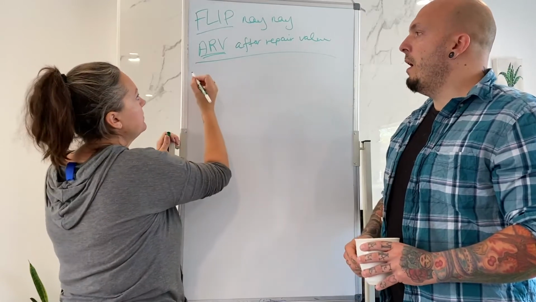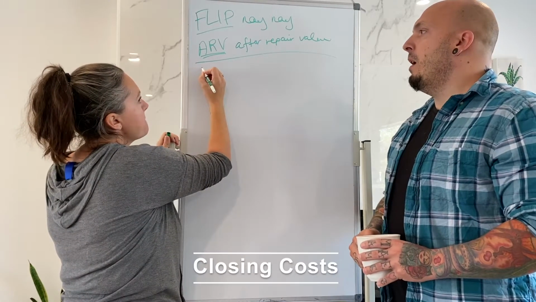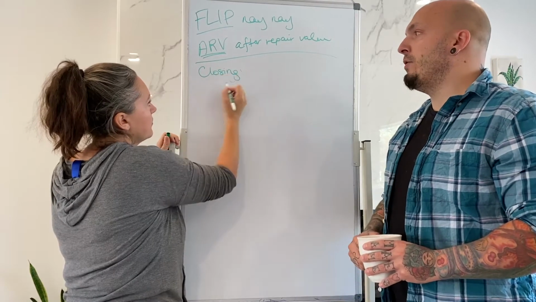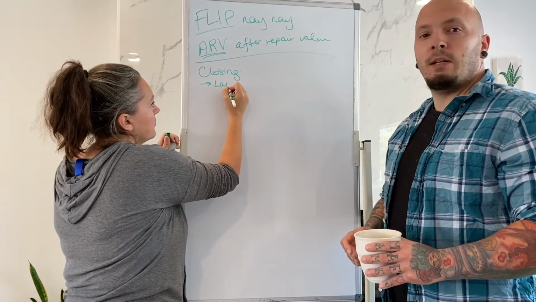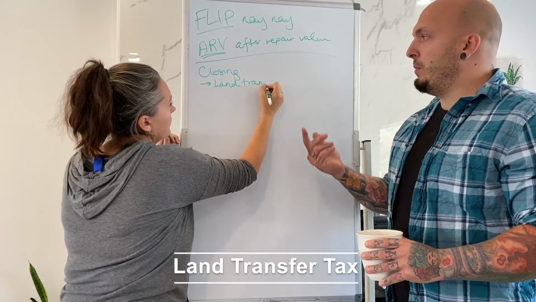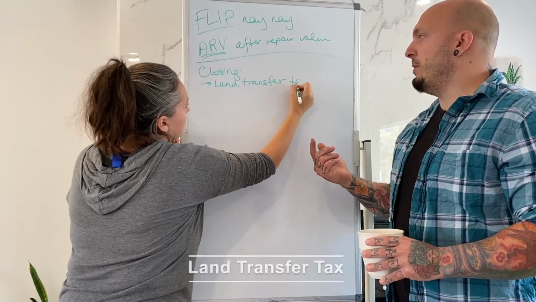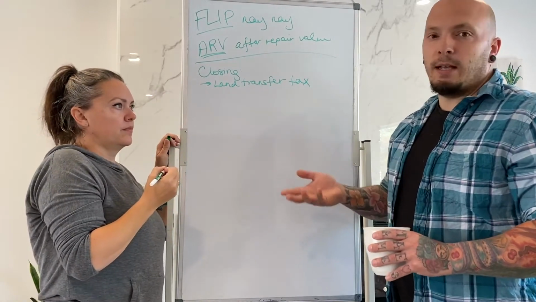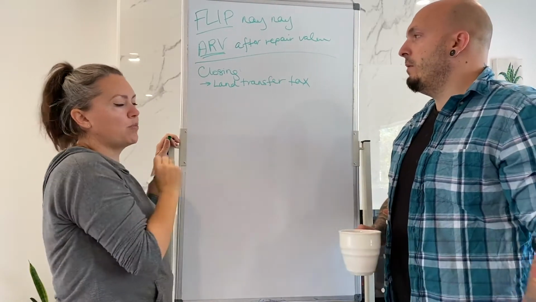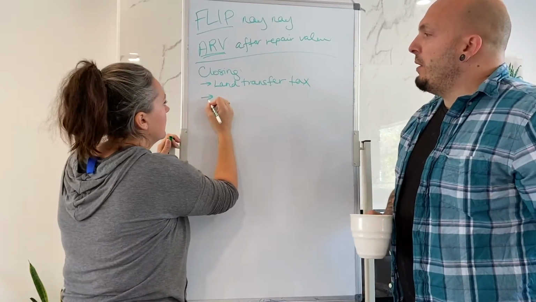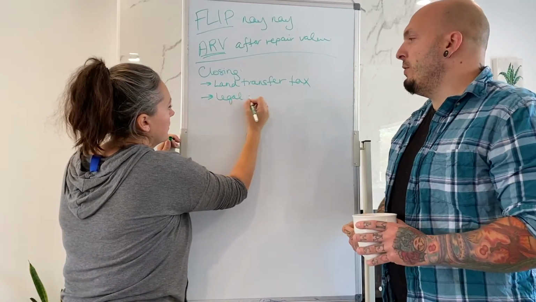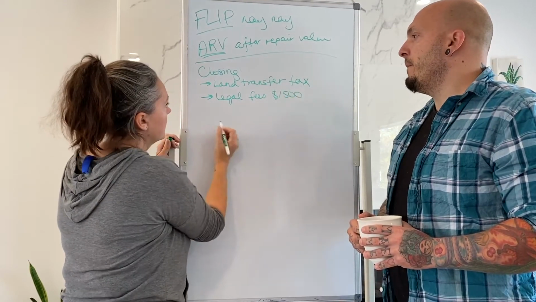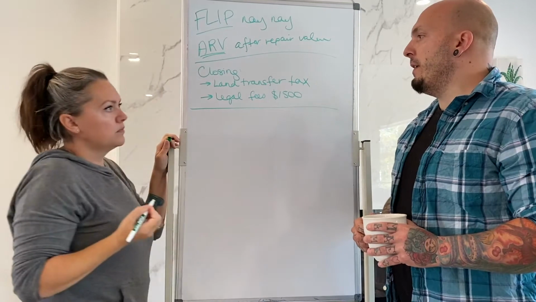Okay, so costs associated. At closing of the purchase, you'll have land transfer tax, which is based on the purchase price and can be pretty substantial. If you just Google land transfer tax Ontario, there's a calculator. You can put the purchase price in and it'll give you the tax. And then you'll have some legal fees with that. We always just use $1,500 to close on that.